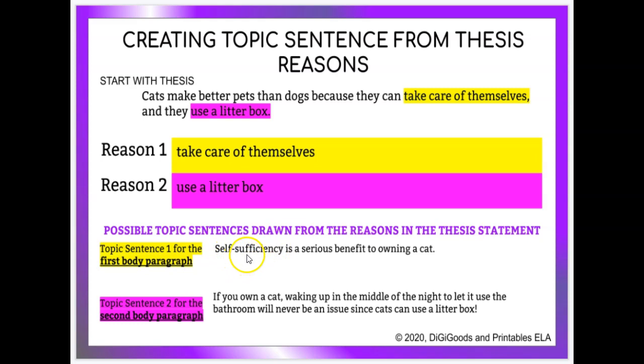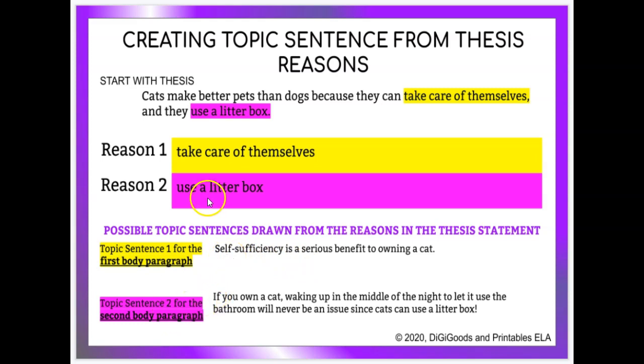Well, what's the big idea of self-sufficiency? Or what's the big idea of taking care of yourself? The big idea of that is self-sufficiency. That's one big idea. So this makes a really good topic sentence. Self-sufficiency is a serious benefit to owning a cat. Now, if we were to continue writing this paragraph, the whole paragraph would be about self-sufficiency and how cats can take care of themselves. We might bring in some evidence to prove this and then explain that evidence. You see where this is going?